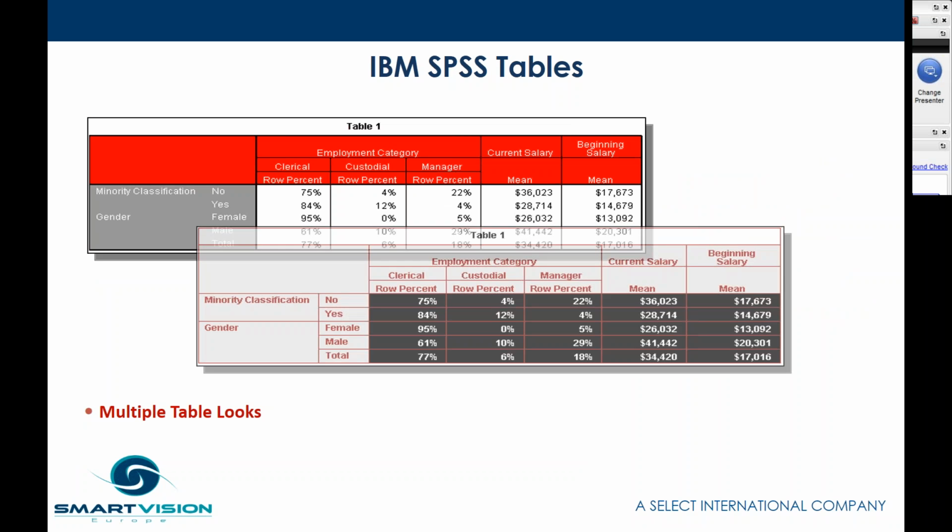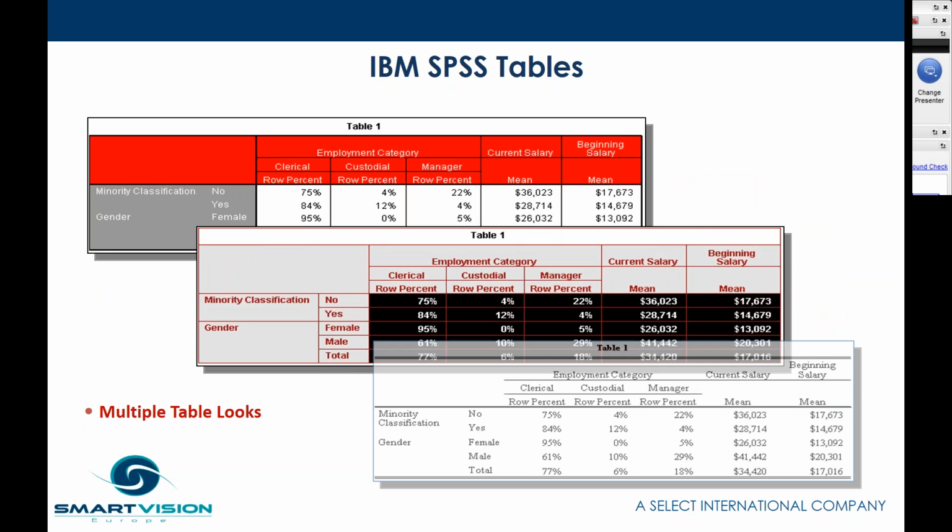Once you've produced that, you can apply a range of different table looks. Table looks are something which are shipped with SPSS. You can create your own table looks, your own formatting, and we even have some table looks on our own website, Smart Vision Europe, and you can Google that and find those table looks and download them and use them for free yourself if you don't like the standard ones that come with SPSS.